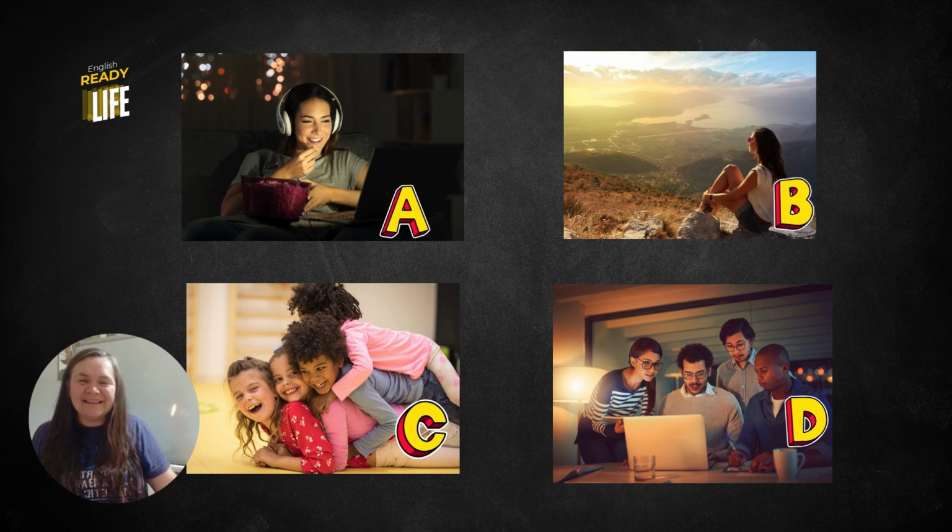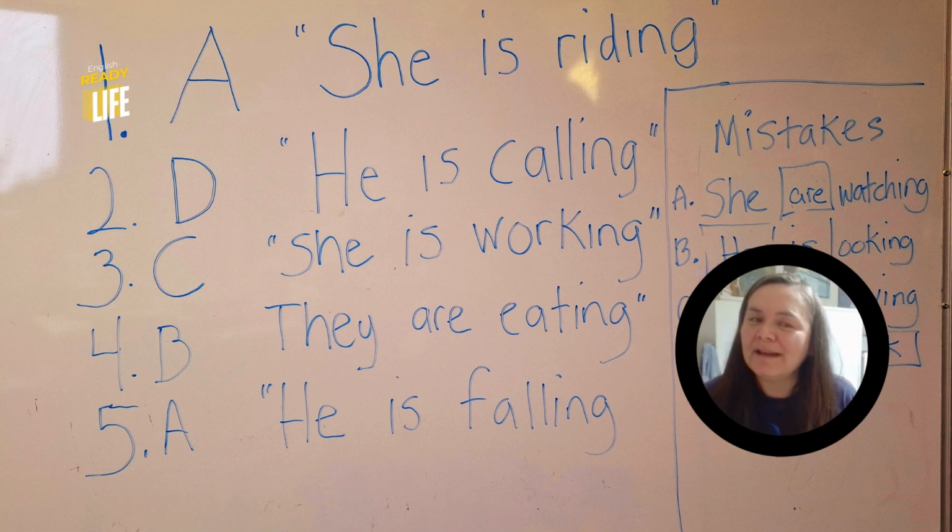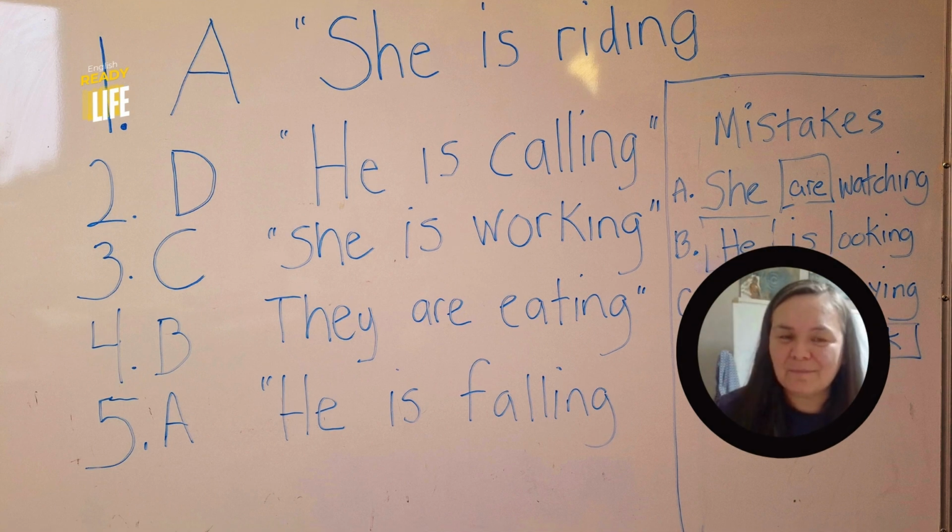All right. Ready? Let's review all the answers. All right, I've written the answers on the board for you. Number 1, A, she is riding. Number 2 is D, he is calling. Number 3, C, she is working. Number 4 is B, they are eating. And number 5 is A, he is falling.